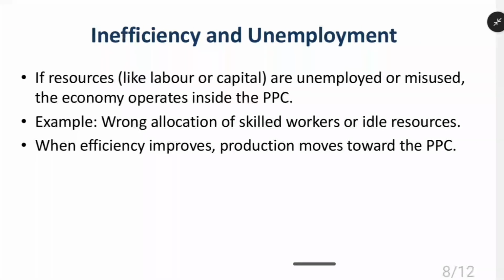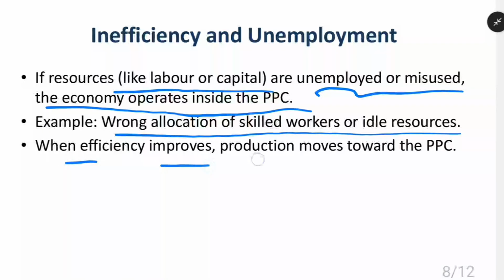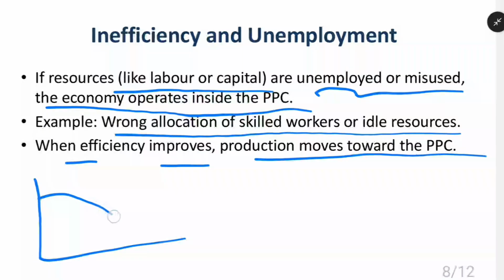Going to the next slide, inefficiency and unemployment. If resources like labor or capital are unemployed or misused, the economy operates inside the PPC. Example: wrong allocation of skilled workers or idle resources. When efficiency improves, production moves towards the PPC. So we have seen the PPC like this. If any point is located inside the PPC, then it shows that resources are unemployed or misused.